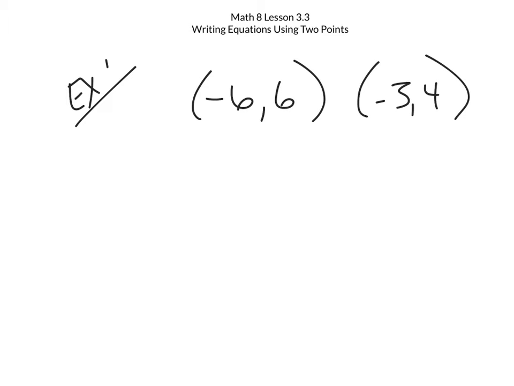So when you have these 2 points, you need to find the slope first. Then we can do what we did last week, where we plug in the slope and one of the points to solve for the y-intercept. All right, so slope, does anybody remember what slope equals? It's 2 words. Rise over run.